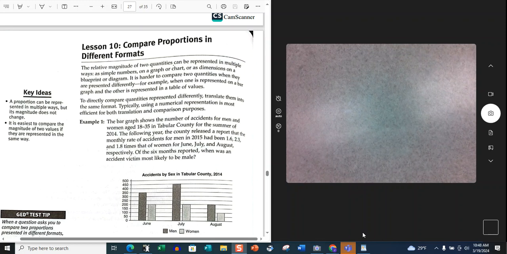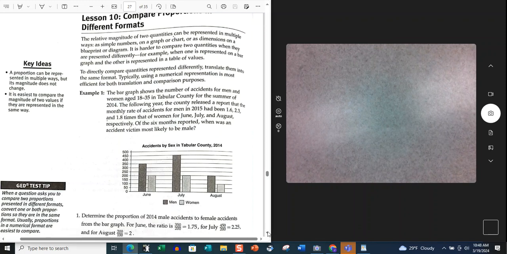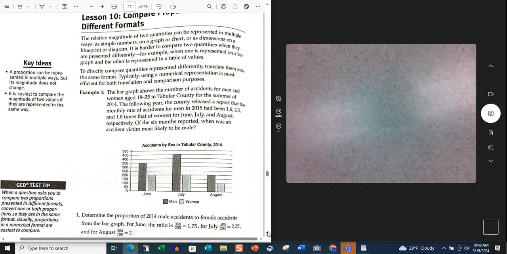It is harder to compare two quantities when they are presented differently. For example, when one is represented on a bar graph and the other is represented in a table of values. To directly compare quantities represented differently, translate them into the same format. Typically, using a numerical representation is most efficient for both translation and comparison purposes.